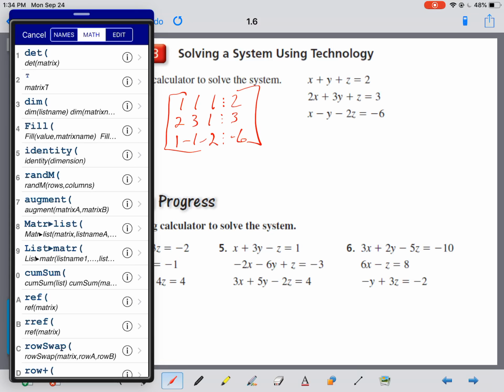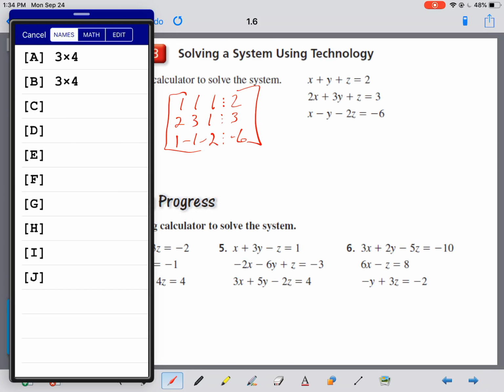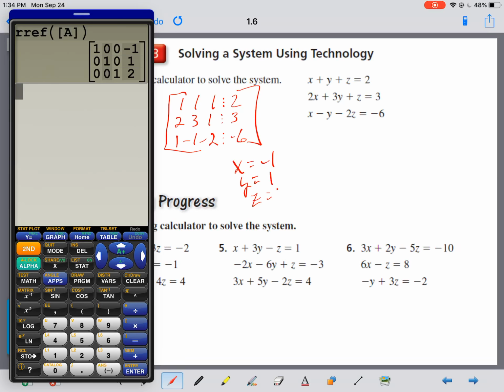Or alpha letter B, which is the app key. So we push RREF, and then it should say RREF. And then I'm going to tell it to RREF matrix A. So I got to go back into second and go to matrix, and now I'm going to use the names column because I want to use the name of the matrix. So I'm going to use matrix A. Close that. I'm going to push enter, and it gives me a result. Okay, so it tells me that x equals negative 1, y equals 1, and z equals 2.